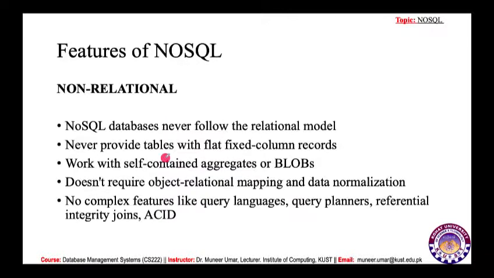So the first, non-relational: NoSQL databases never follow the relational model, just like we do in relational databases. By relational model, we mean that there would be some sort of tables having some columns, and each column will have some features or properties. So, they never provide tables with flat fixed column records.